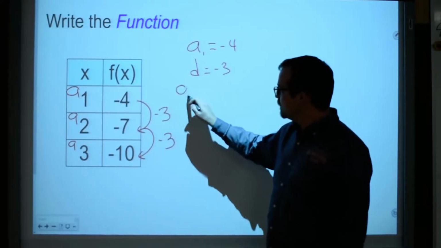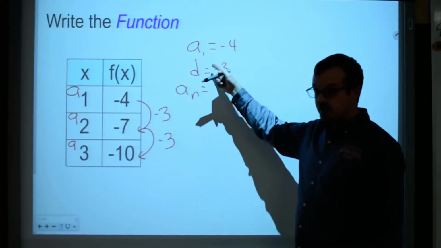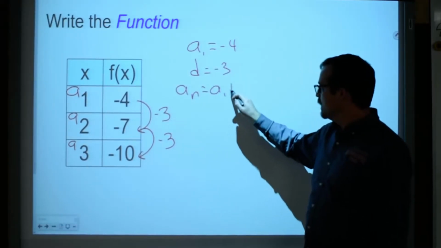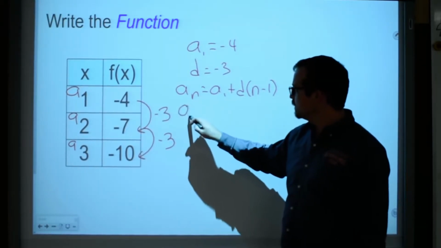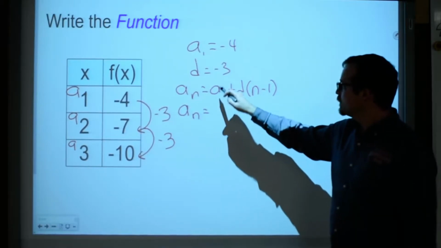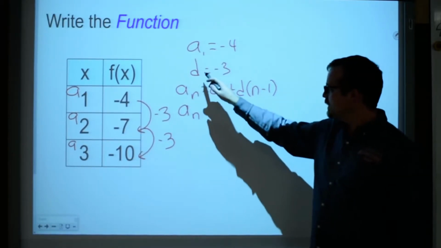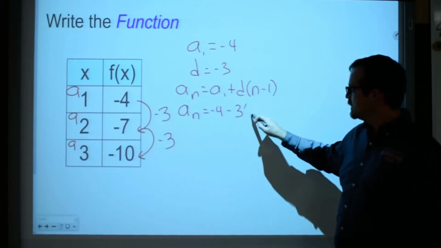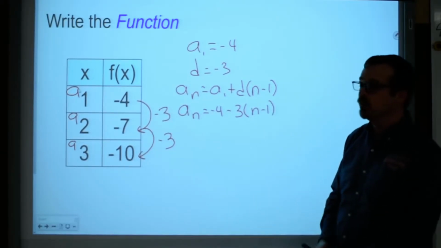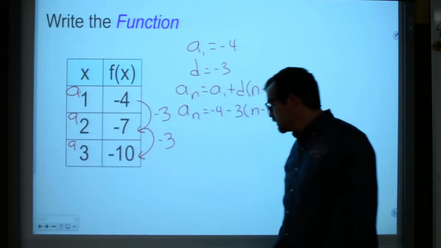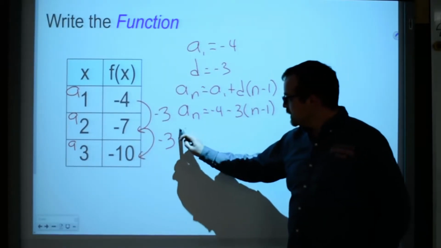If we take that and put it into the arithmetic formula, first term plus the common difference times n minus 1, and substitute in, we get our first term, which is negative 4, our common difference, which is minus 3, times n minus 1. I'd have my explicit formula, but that's not what it's asking for. It's asking for the function.